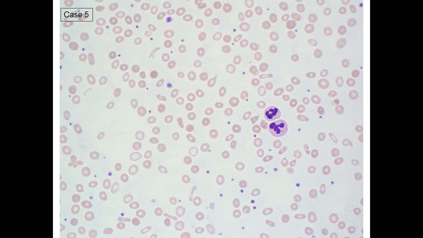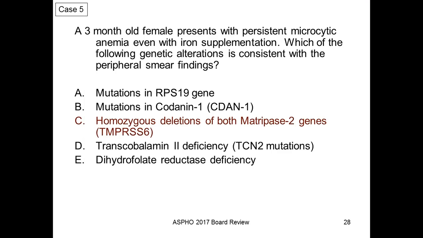So here's the peripheral smear again. I would characterize this peripheral smear as showing microcytic hypochromic anemia. And you can also see a number of pencil cells on there, and there's a good deal of anisopoikilocytosis, differences in the red blood cell size and shape. So the answer here is homozygous deletions of both matriptase 2 genes.